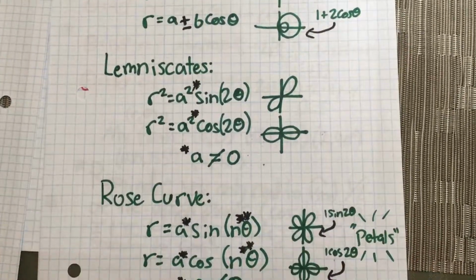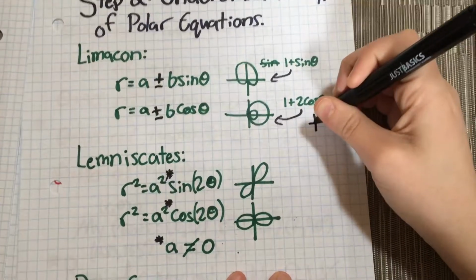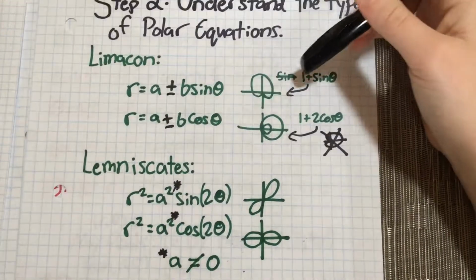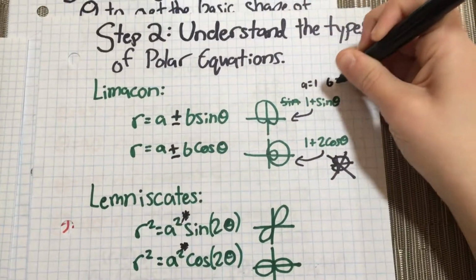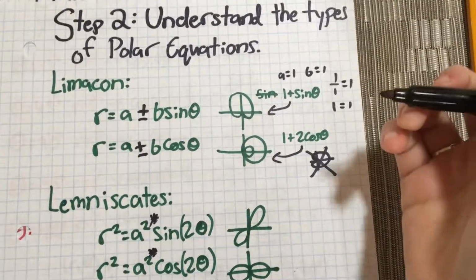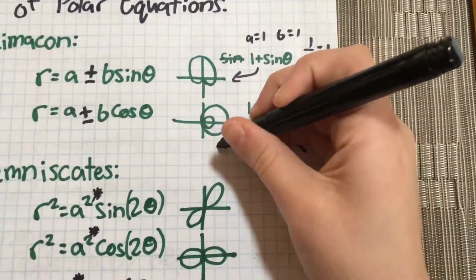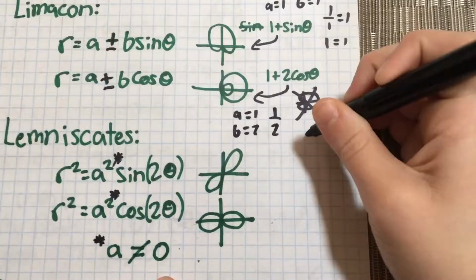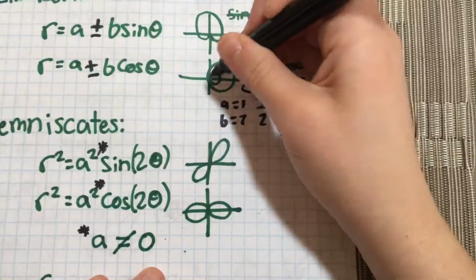The reason why these two graphs are different is that in this one, A equals 1 and B equals 1. So 1 divided by 1 equals 1. Kind of self-explanatory. So we have that little dent. In this one, A equals 1, B equals 2, which would be 1 divided by 2, and 1/2 is definitely less than 1, so we're going to see that little loop right there.